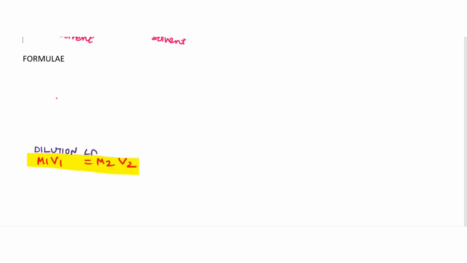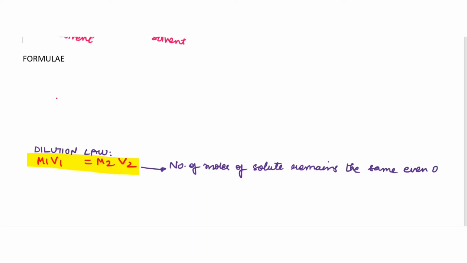So the numerator n remains the same. So M1 V1, cross multiply, M1 V1 is equal to M2 V2 is equal to a constant. Since the number of moles remains the same, it is a constant even after dilution. M1 V1 is equal to M2 V2 is equal to a constant, which is the number of moles. So this becomes our dilution law.